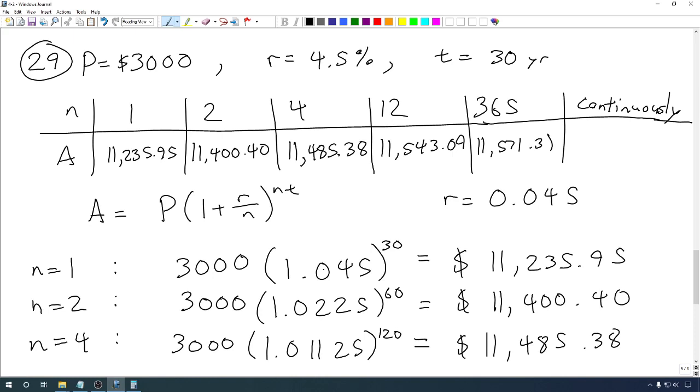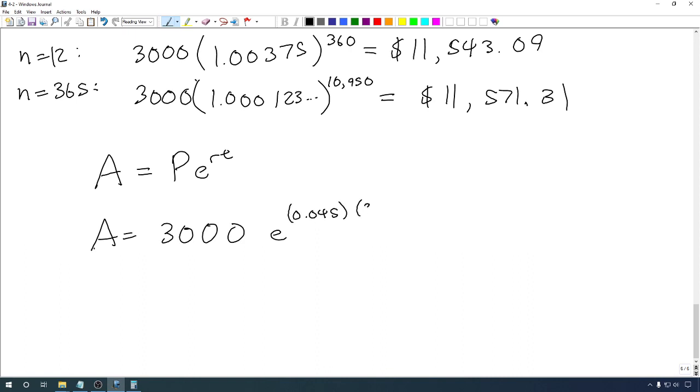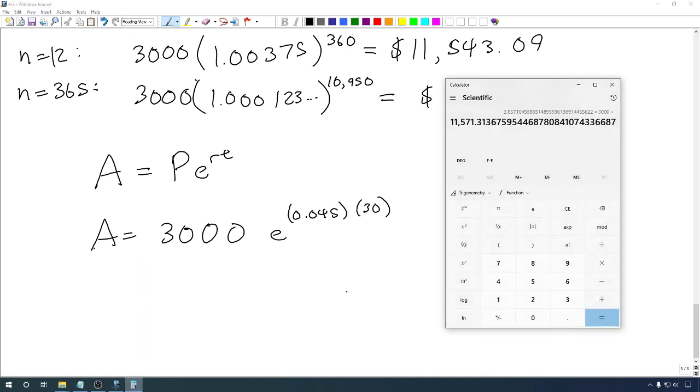Finally, if we were doing it continuously, now we use a different formula. We're going to use the A equals Pe to the rt formula. Remember here, r is still 0.045, t is 30, p is the 3,000. So 3,000 e to the 0.045 times 30. It's going to be a lot easier to type in than it was for n equals 365.